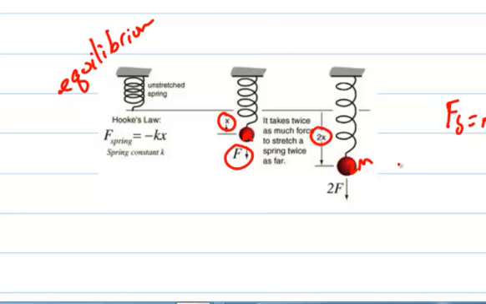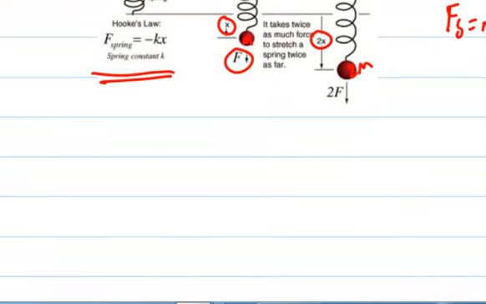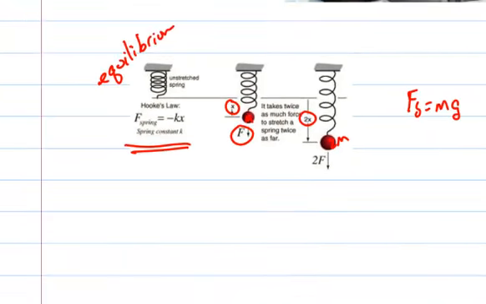And what happens is it stretches twice as much if it's a spring that obeys Hooke's law, and if we haven't exceeded the elastic limit. So Hooke's law is pretty straightforward here. F is equal to kx.